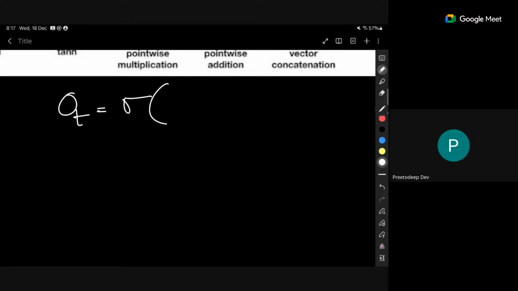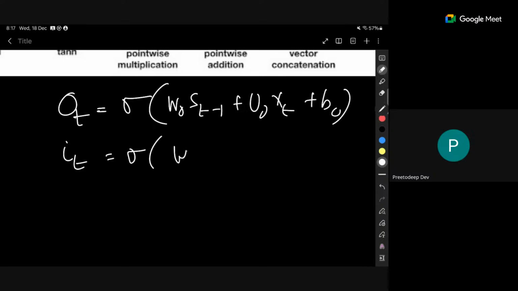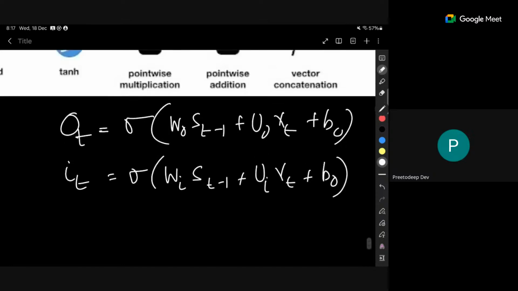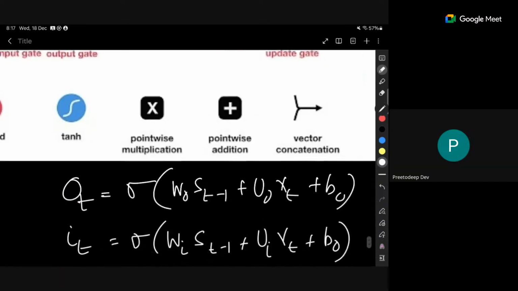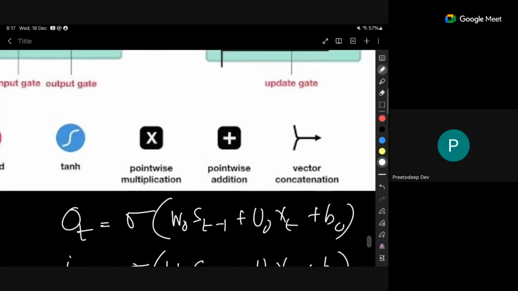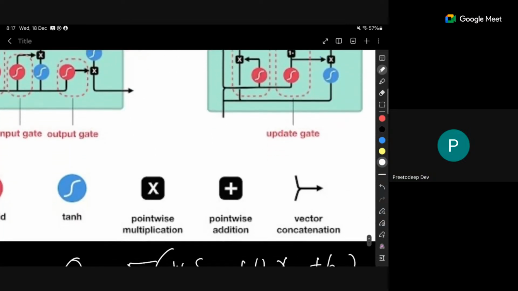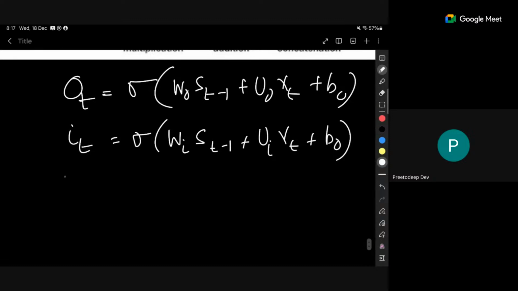So I'll write the gate equation, which is sigmoid of W_o x_t plus b_0. Then I'll have another, which is sigmoid of W_i s_{t-1} plus U_i x_t plus b_0. So this is for these two sigmoids, and why do I not have that one?